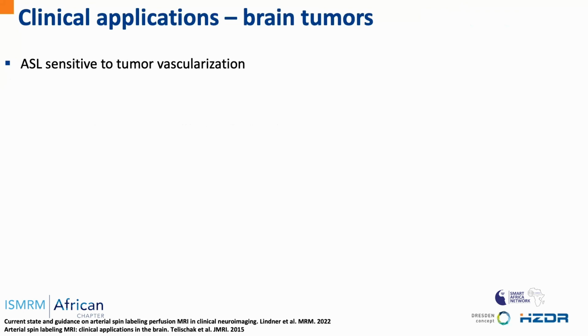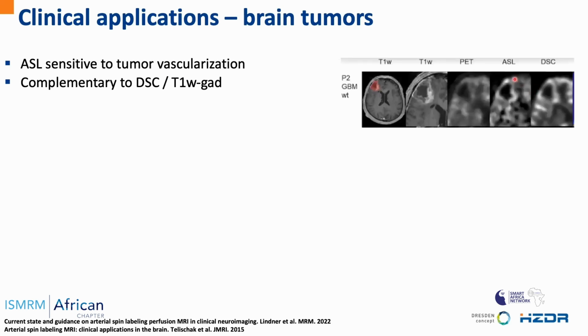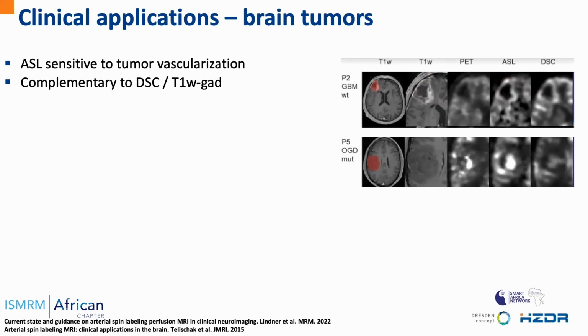A practically more useful application of ASL are brain tumors. ASL signal is sensitive to tumor vascularization, so it can be a useful complementary or alternative technique to DSC or post-gadolinium contrast T1 weighted images. You can see in this example that it gives pretty similar results in ASL as DSC or post-gadolinium T1 weighted image in this IDH wild-type glioblastoma. And there are also some cases, for example, this oligodendroglioma, where we can see increased perfusion on ASL, but not really so much increased perfusion on DSC, despite that PET imaging confirms that there is increased perfusion.